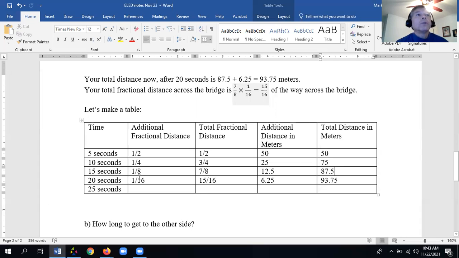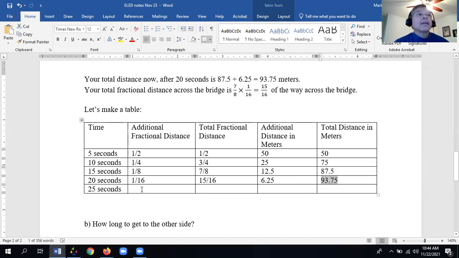And the last thing we did was take half of that distance remaining. So half of the 1/8 remaining is 1/16. Take the 1/16 and add it on to the 7/8, and you get 15/16 now is your total distance across the bridge. So you haven't made it all the way across, but you see that you're getting closer and closer to making it all the way across. You're at 15/16. So in terms of additional distance in meters, half of that 12.5 meters is 6.25 meters. If you take that 6.25 meters that you went extra this time in this 5 seconds and add it on to the 87.5 meters, you get 93.75 meters.